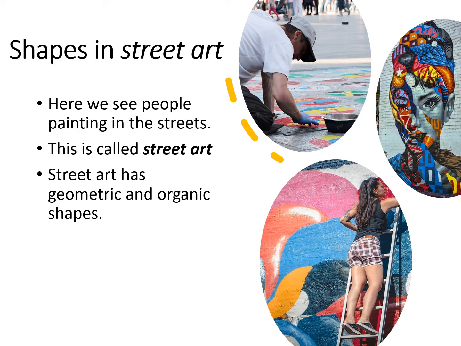Now here we have street art. And in street art, we see people painting in the streets. And this is literally called street art. People could go to the city and they could paint on the side of a building, they could paint on any wall, and they could even paint on the floor. And when they do that, this street art has geometric and organic shapes. These are two different types of shapes, and one of them, you know them very, very well.